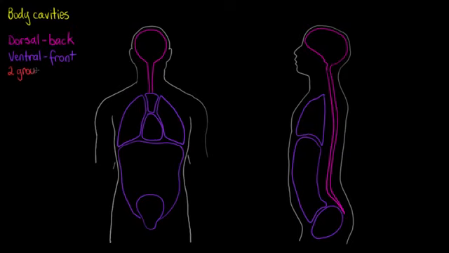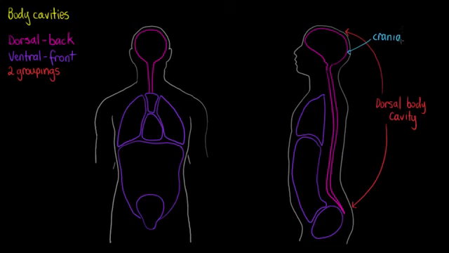So there's the two groupings. Starting with the dorsal cavity, it's located on the back of our body and will house and protect our brain and spinal cord, which is otherwise known as our central nervous system. So obviously something very important to protect. From here, we subdivide the dorsal cavity into two segments, and we refer to the cavity that houses our brain as the cranial cavity, and the cavity that houses our spinal cord we'll refer to as the vertebral cavity. So cranial cavity and vertebral cavity.